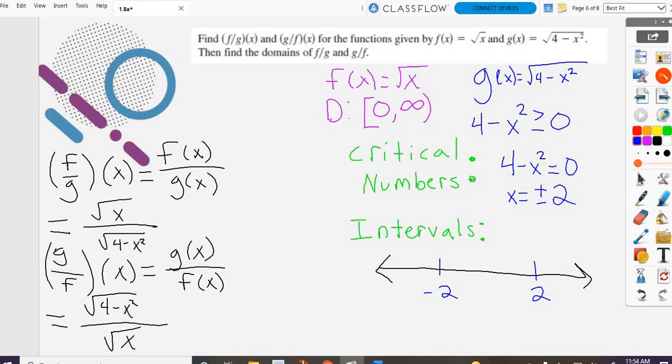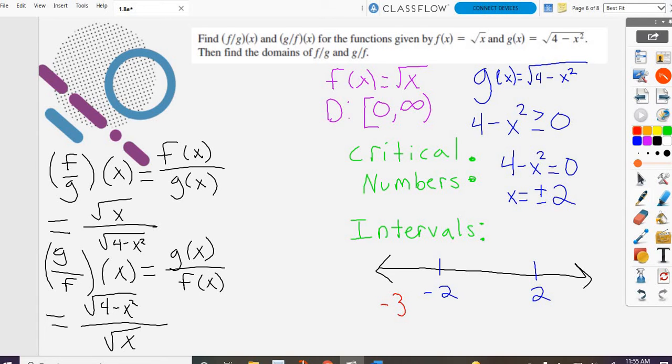So we're going to have to pick 3 numbers, 1 in each of those spots, to plug back in. And we're just going to see if it works or not. If it works, that means that interval is a part of my answer. If it doesn't, then it's not. So what is a number that would be in my first interval? I can't include my critical number. It has to be to the left of -2. So we could do -3.